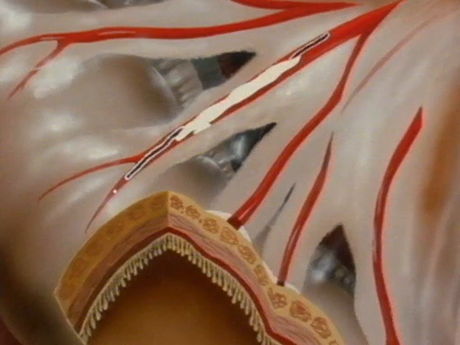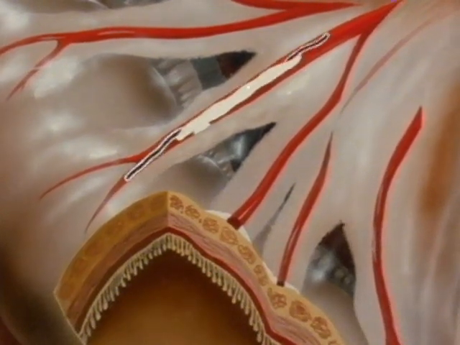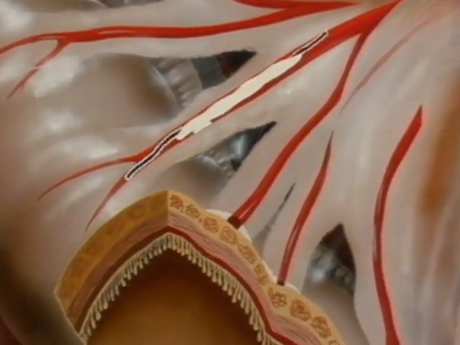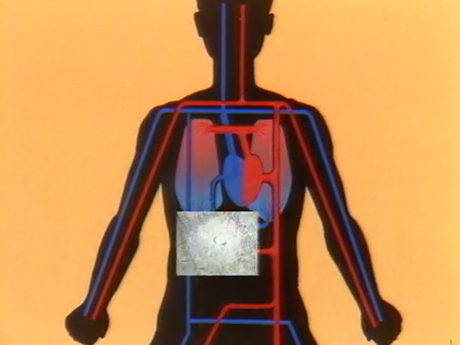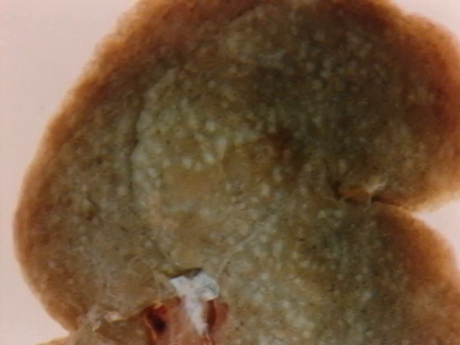Some eggs are inevitably swept back, past the flukes, and carried in the portal blood to the liver, where they eventually provoke an immune reaction and become encapsulated in a granuloma. These granulomas are clearly visible as white spots on the liver of an infected mouse.